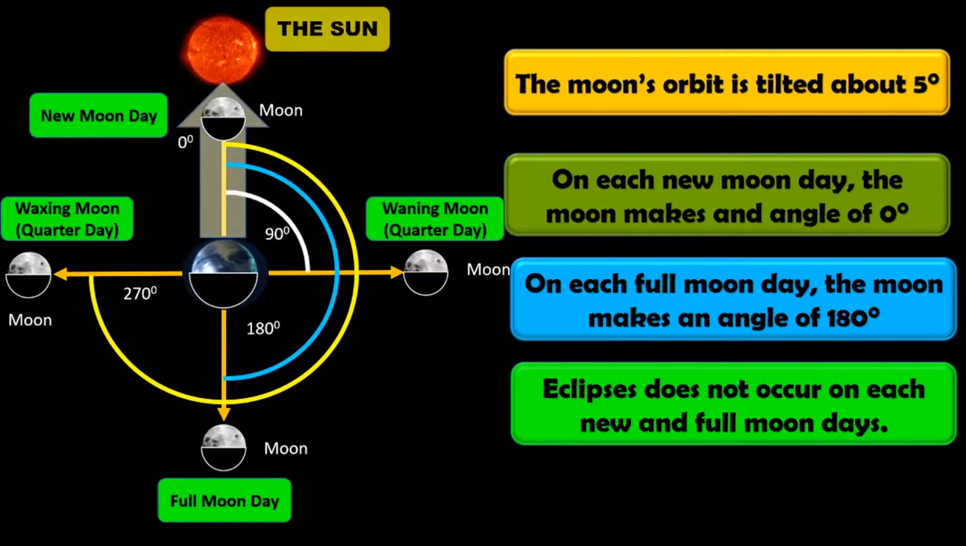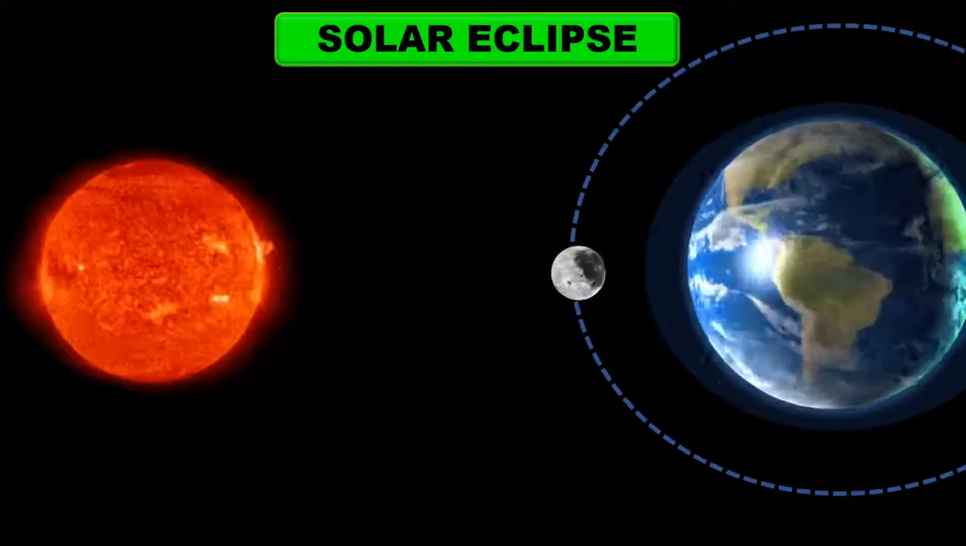However, sometimes on a new moon day or a full moon day, the three fall in one line and are in the same plane. Eclipses occur on such occasions. Eclipses may be solar or lunar. Students, let's study how a solar eclipse occurs.